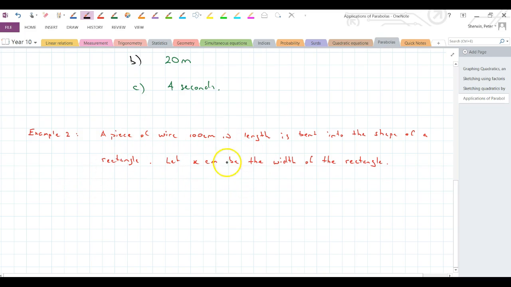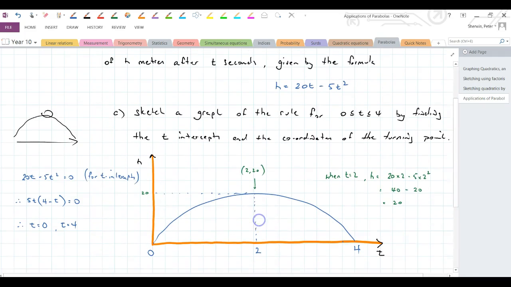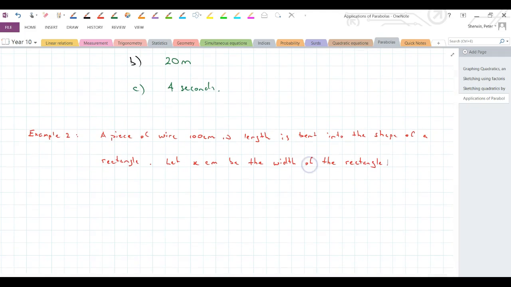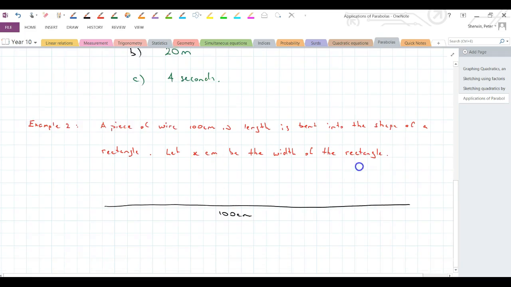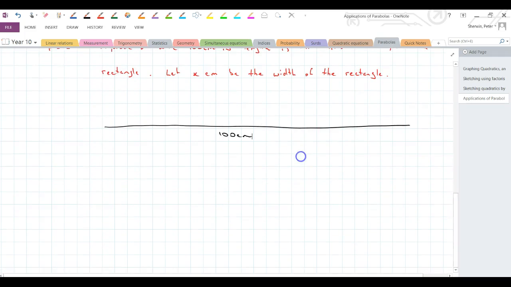So we have to set up the equation here. In this question here, we had the equation given to us. In this one, they're giving us some information, we have to set it up. So, a piece of wire 100 centimeters in length. Let's draw that piece of wire. There it is. It's 100 centimeters in length, bent into the shape of a rectangle. So this is going to be bent up. Now this goes to this.